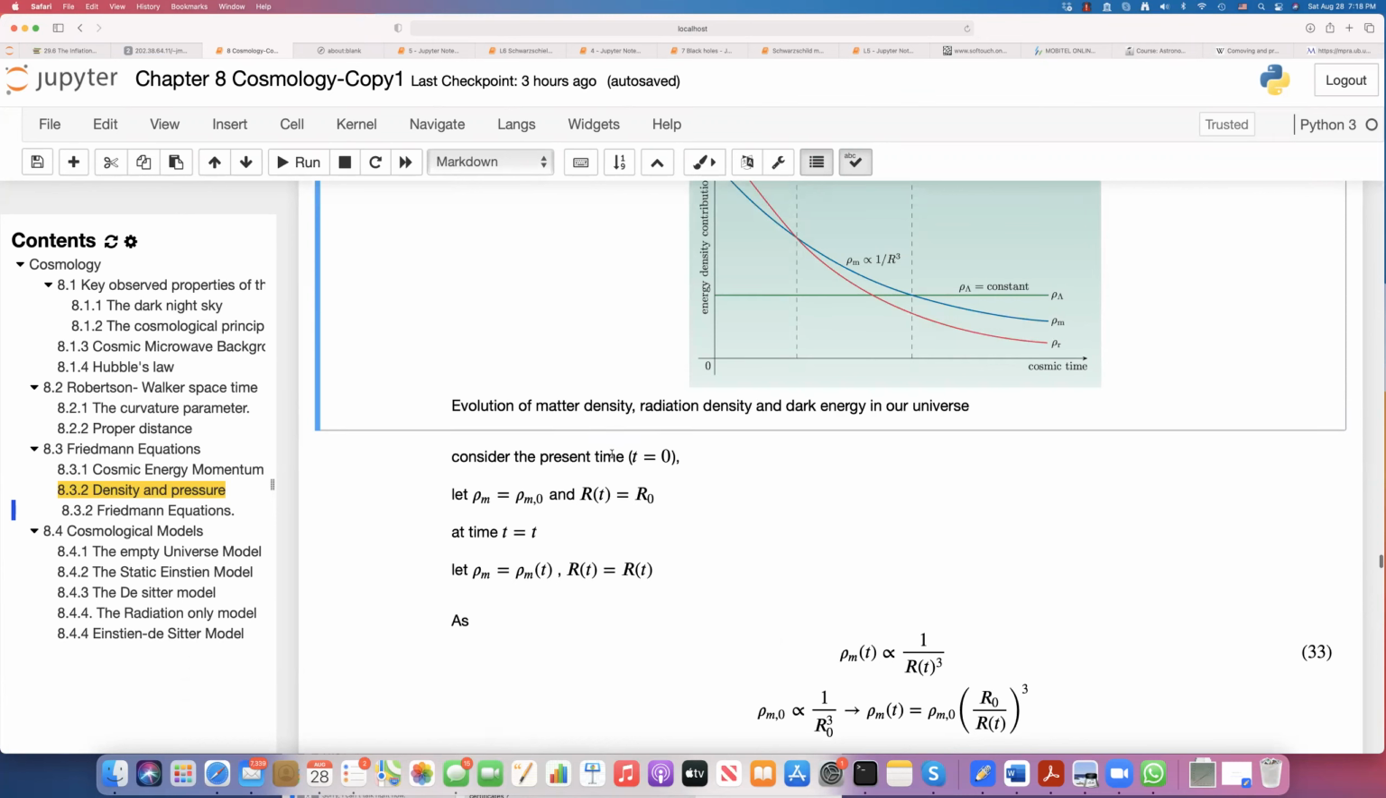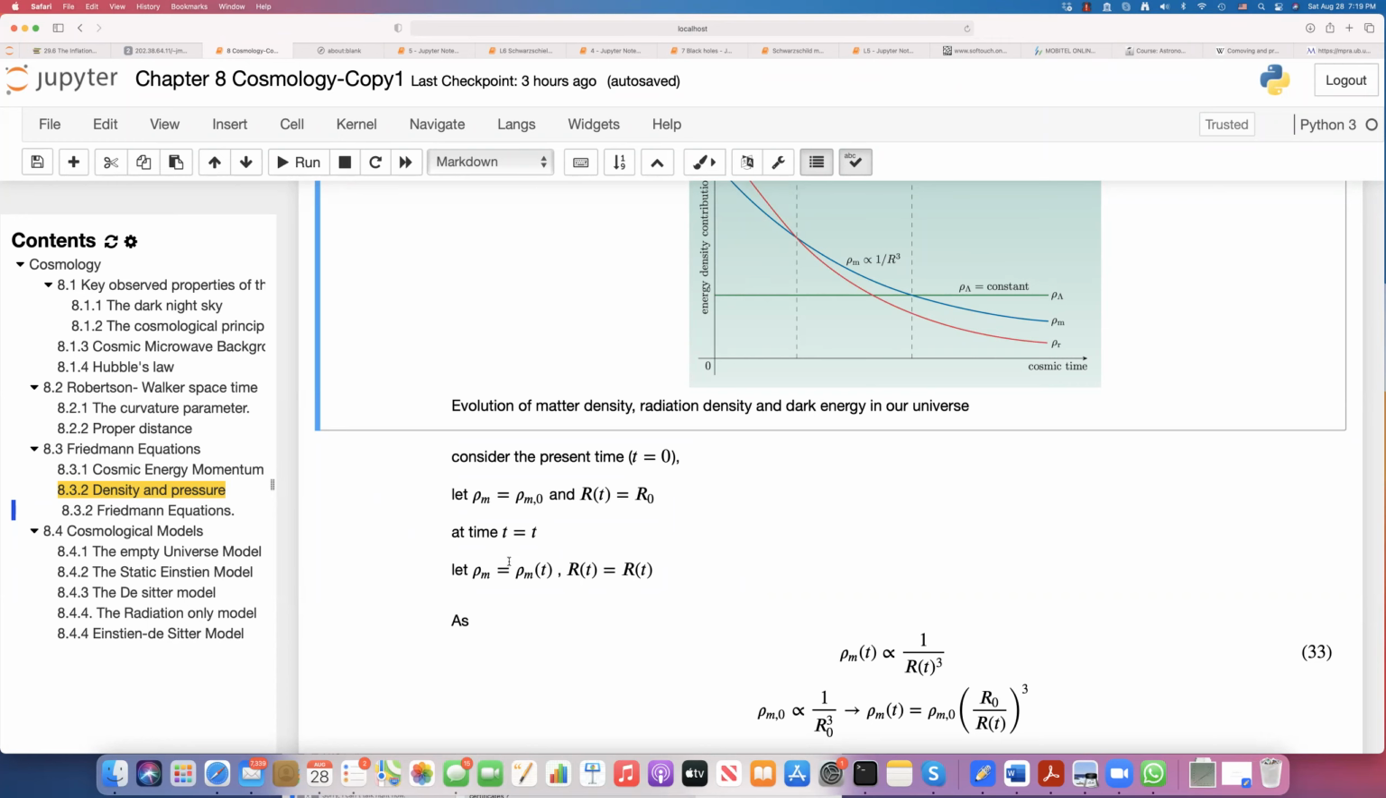Now, if you consider the present time, let's say t equals 0 as the present time. If you take the matter density at the present time, that matter density can be written as rho m0. What that means is the matter density right now. And let's get the scaling factor R(t) equal to R naught right now.